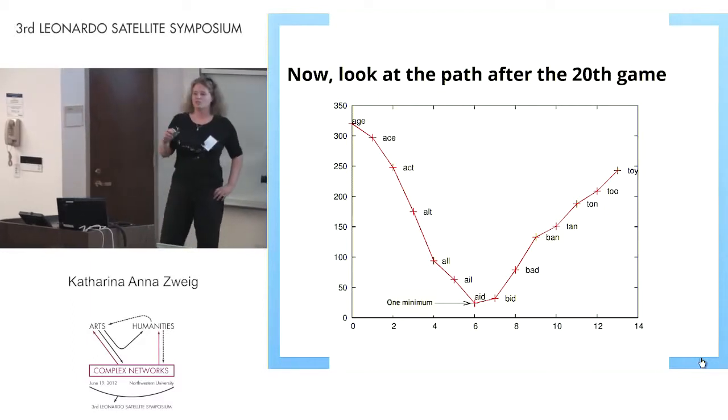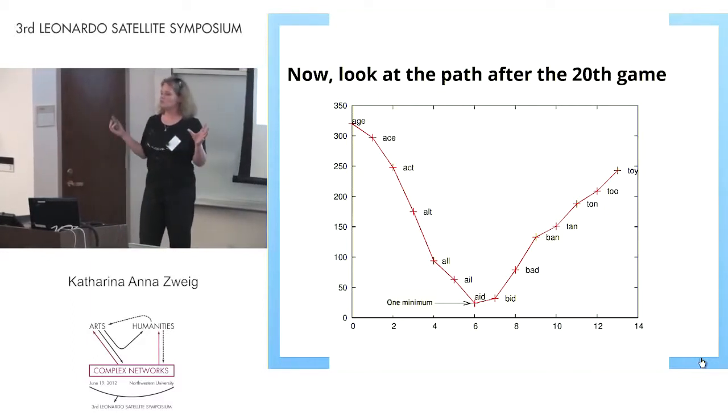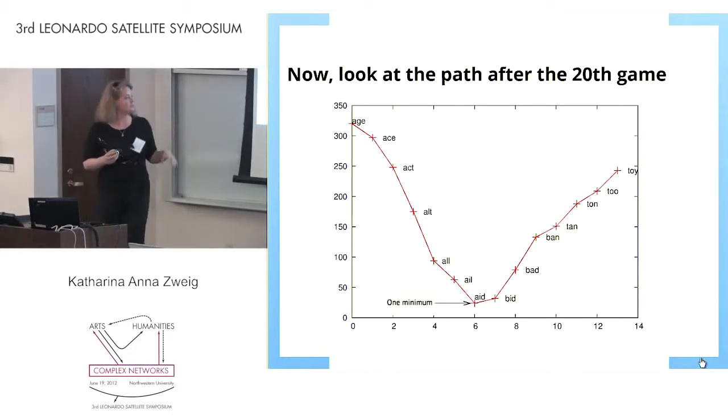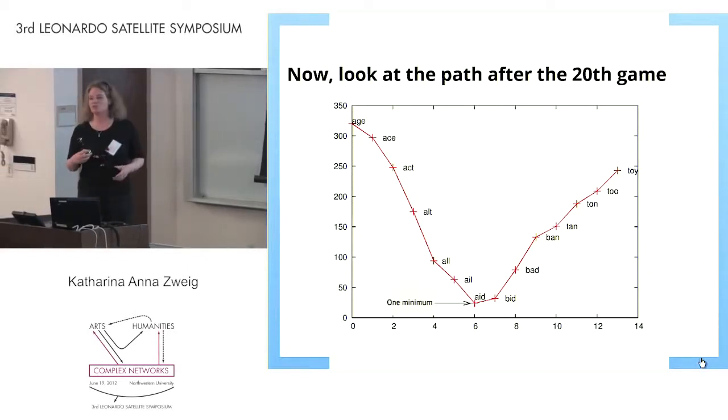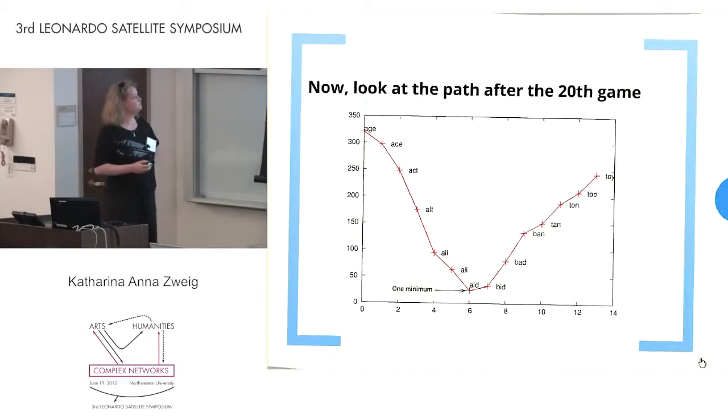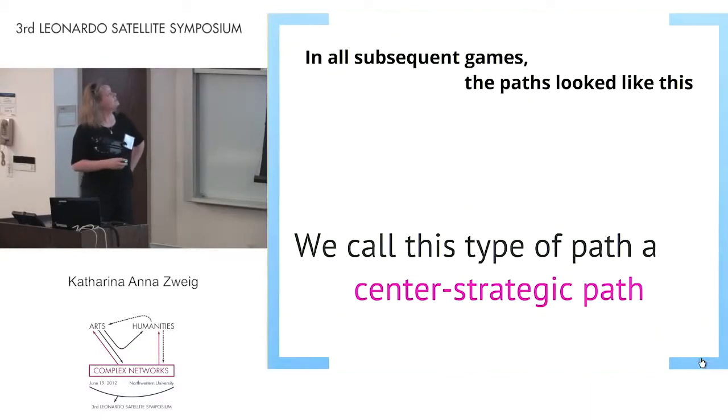But of course, none of the participants had any global overview of the network, and they couldn't have known about these ranks. So it's just what happened. And it's exactly the time point where the people started to become really, really fast. They could solve any puzzle we gave them within half a minute. In all subsequent games, from then on, the path looks like this, and so we gave it a name called a center strategic path.